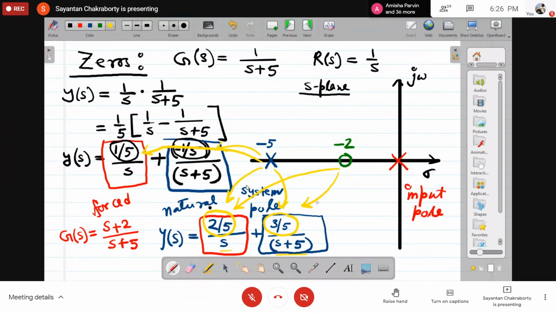So since we have started discussing the time response, in the next class we shall discuss the time response of a system, right? So today I'll conclude here. Any questions?